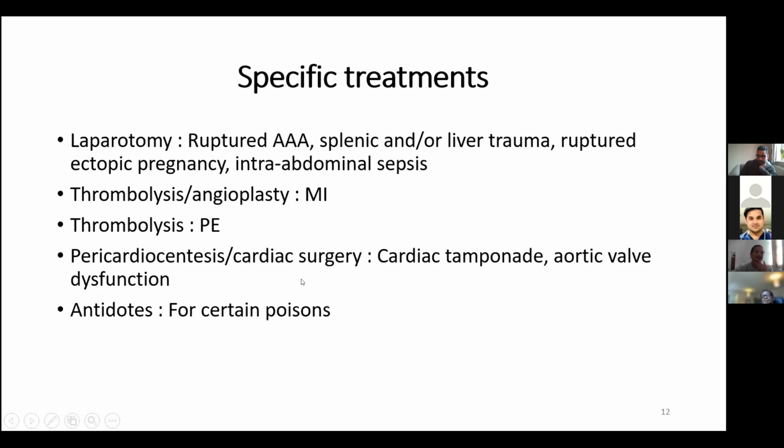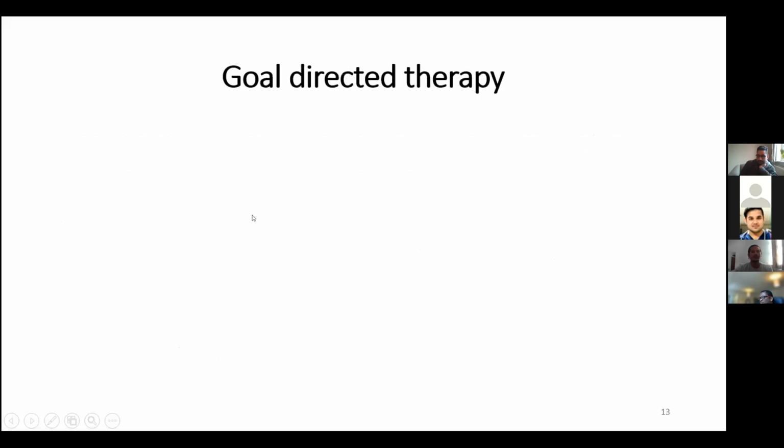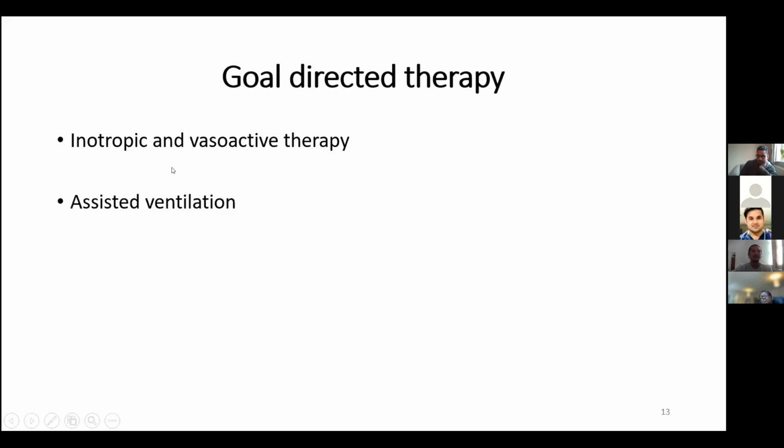For different kinds of poisons, symptomatic management, and we also have to give antidotes. And for the septic patient, we have to give broad spectrum antibiotics if we do not know the cause. And we should always aim for goal-directed therapy. So if the patient's BP is low, we have to think about using inotrope and vasoactive therapy.